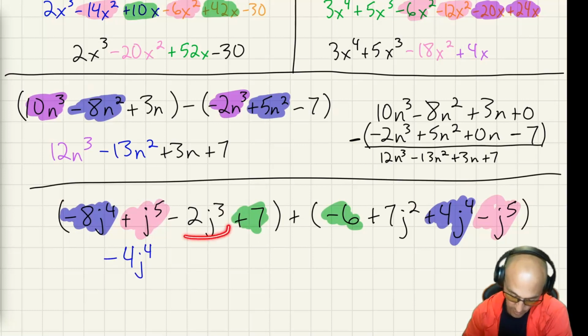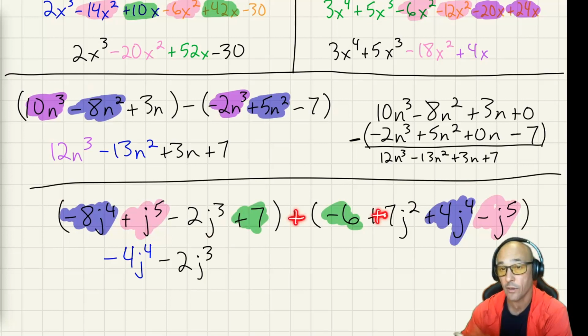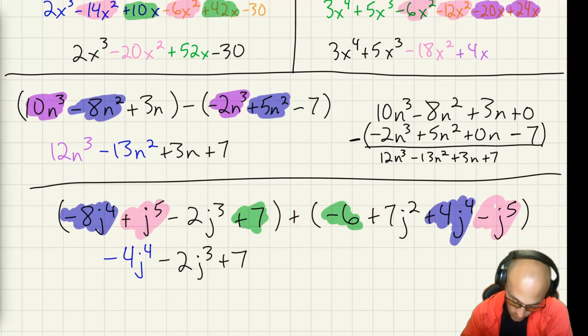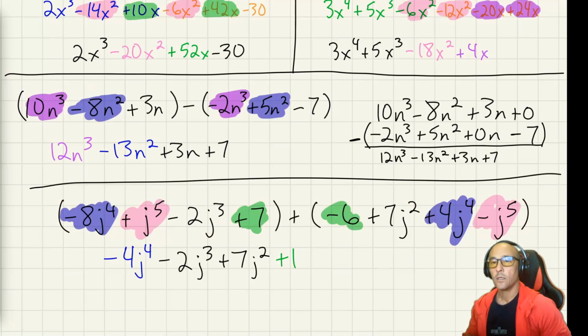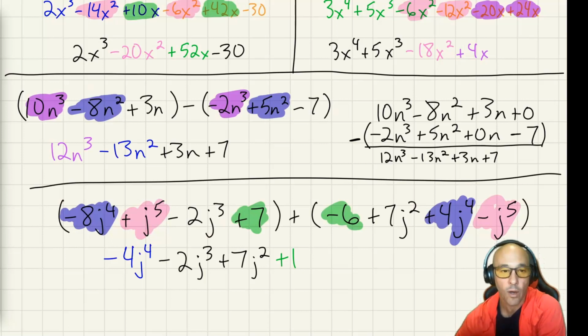Next comes j to the 3rd, but that's not being combined with anything. My 7j squared over here is not being combined with anything, and notice that we're adding that positive, so it's still a positive 7j squared. And then we have the positive 7 adding to the negative 6, which will be a positive 1. Any questions on that one?